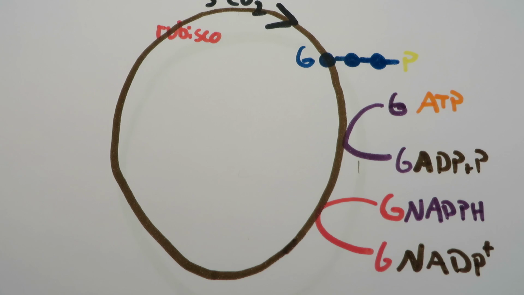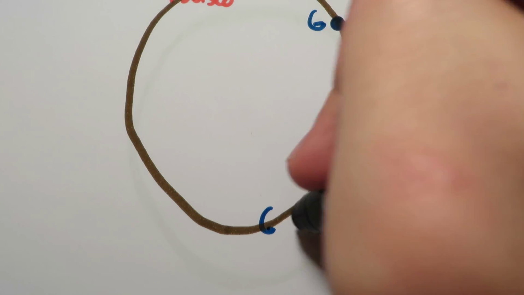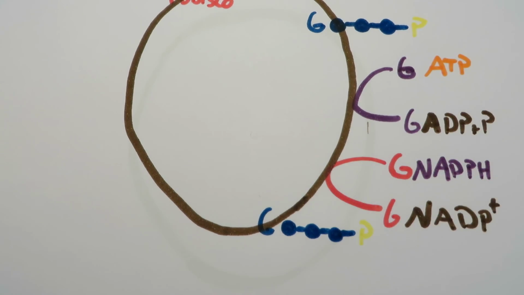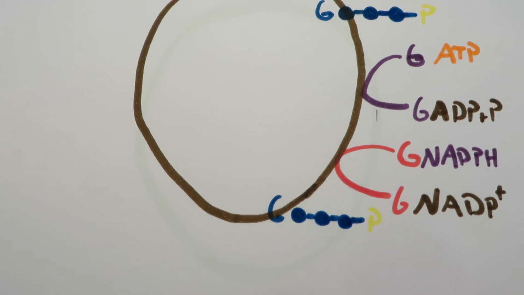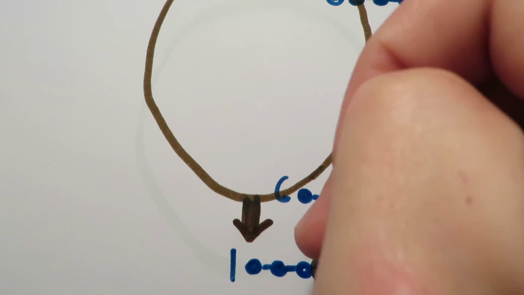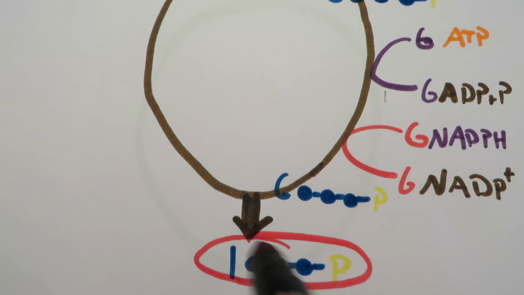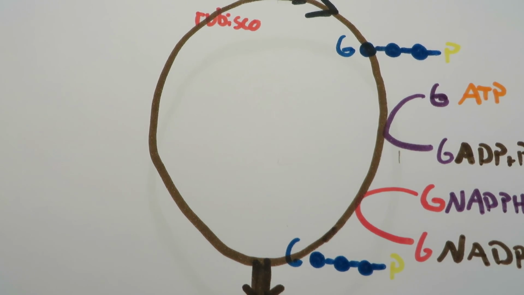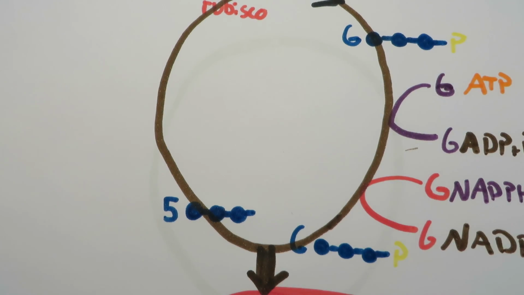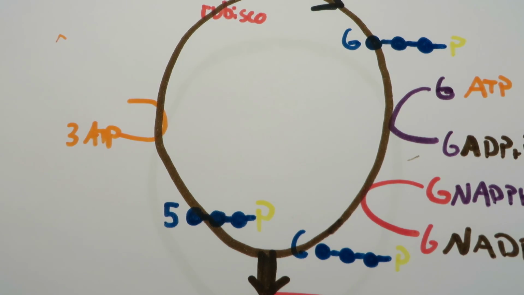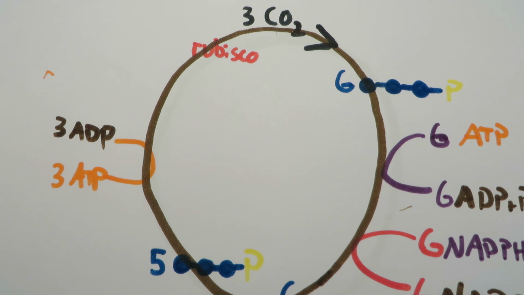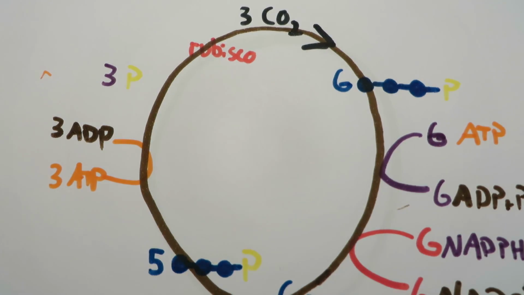This results in 6 glyceraldehyde 3-phosphates made. Only one of the 6 G3P will be used to make glucose or other compounds. The other 5 are recycled back using 3 ATP to make ribulose bisphosphate, which will be used again to combine with the carbon dioxides.